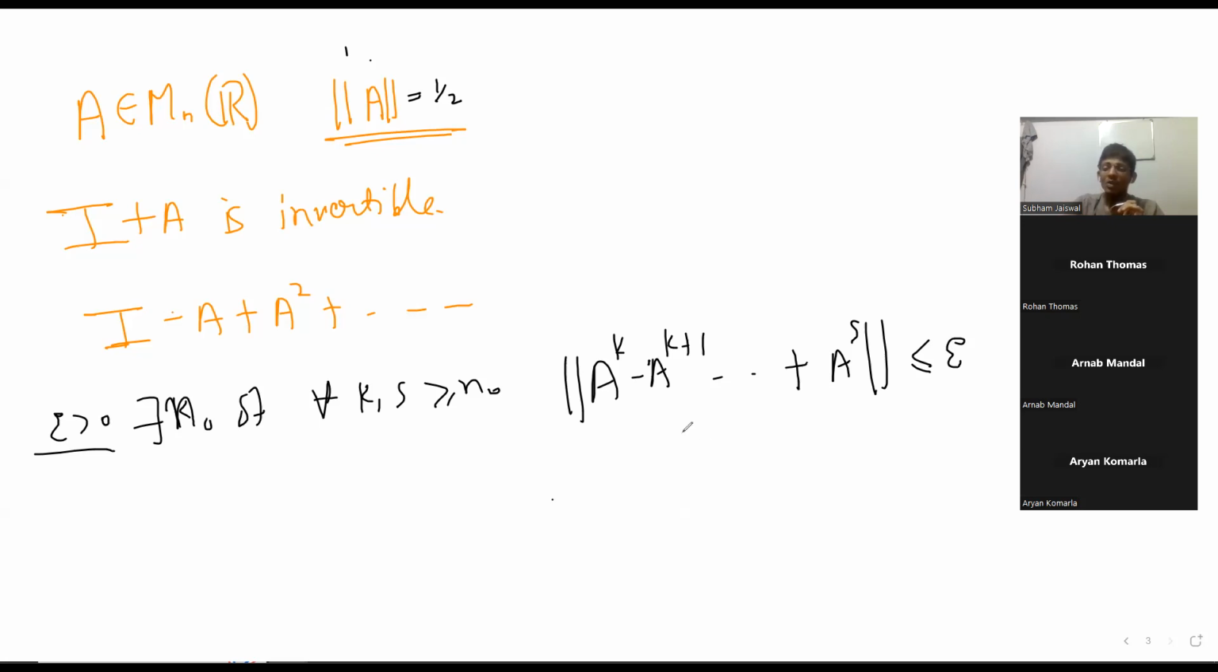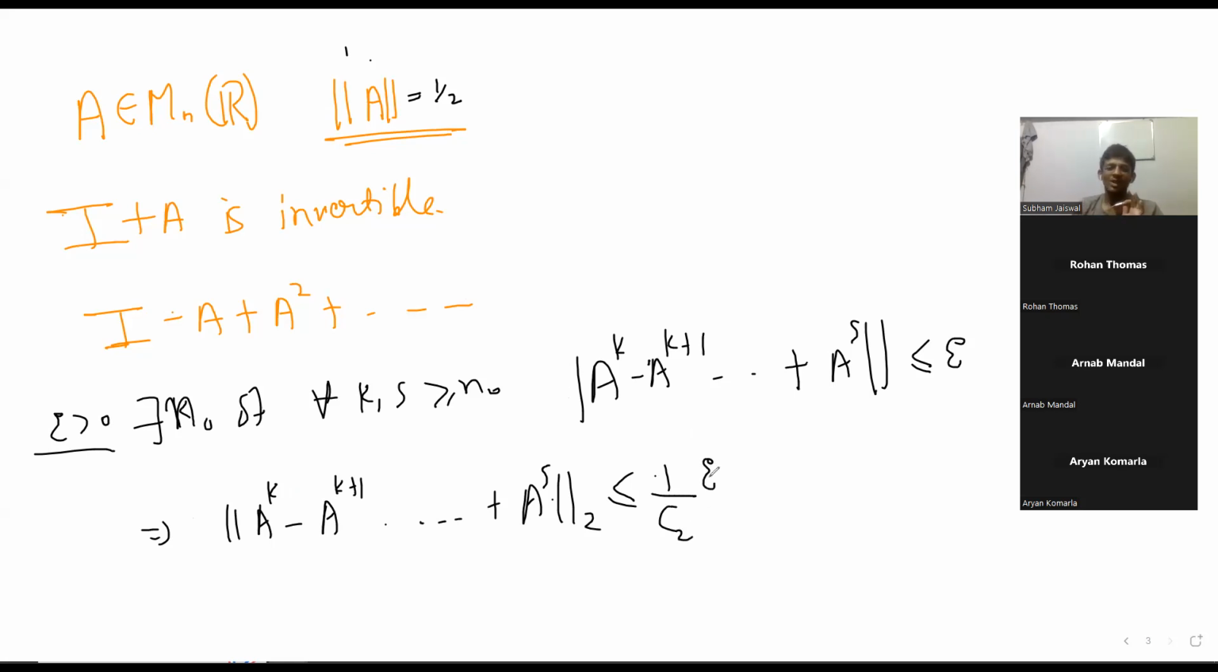But then what do we know? What can you say about the 2 norm, the usual norm? What can you say about the usual norm? That is less than root n, or maybe that's C2, times 1 by C2 epsilon. Agree with me or not?